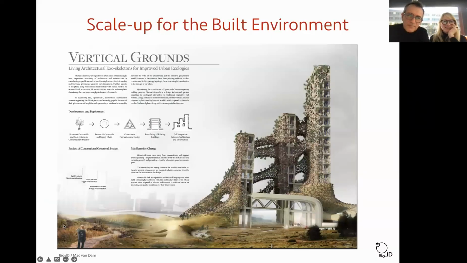Okay. So as you can see, our interest is to combine not only these different techniques and skill sets, but very much the different scales. And this is where the great challenges are lying. How do you go from something that is tiny, small, and control that, and then apply it on a much larger scale? This student, Mac van Dam, worked with cork and extracted suberin, which is the resin of cork.